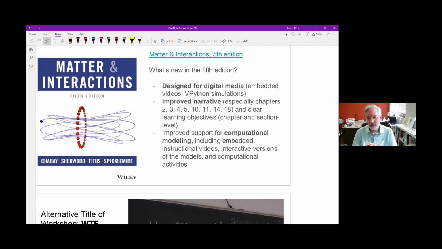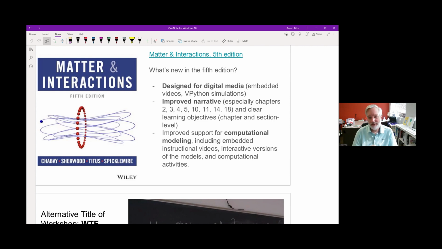Also, a number of the chapters have improved narrative. I don't know how many introductory physics books actually get improved in their clarity and writing and organization. And so there are substantial improvements to chapters 2, 3, 4, 5, 10, 11, 14, and 18. And these were chapters that we thought students were really struggling with in our experience. And so when you go back to the first edition Joe was referring to at Carnegie Mellon, with each edition, it is improved in its implementation and clarity and effectiveness with average students.